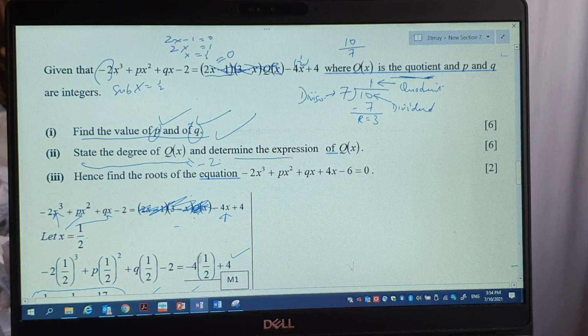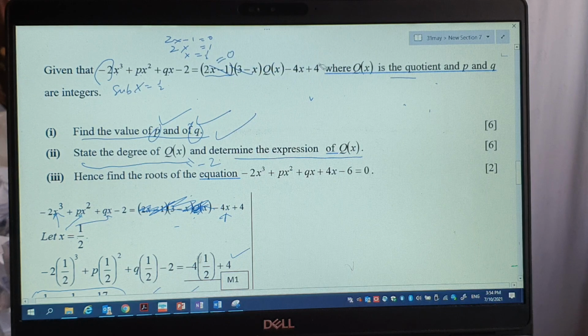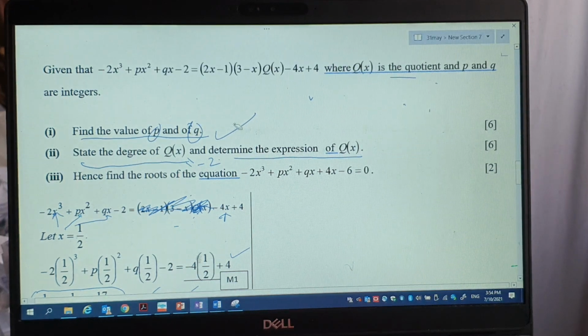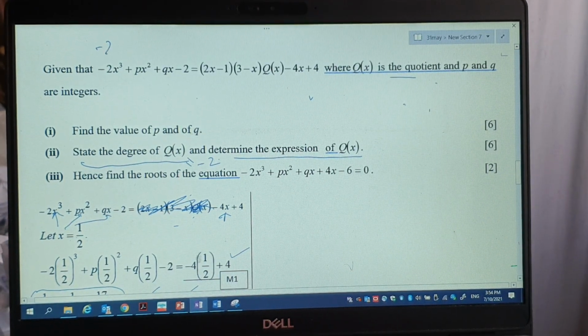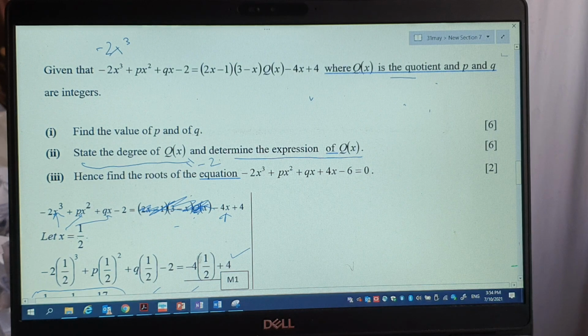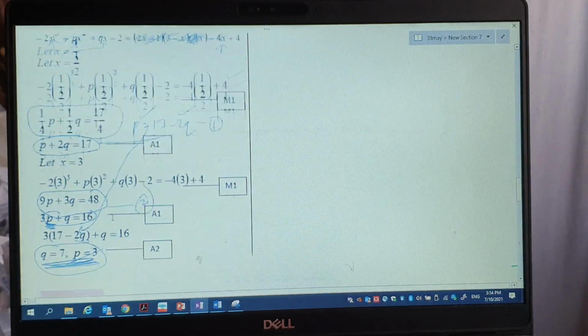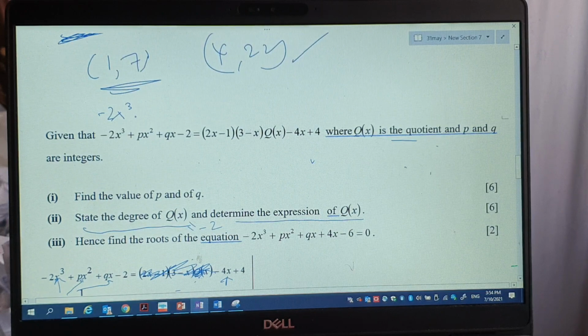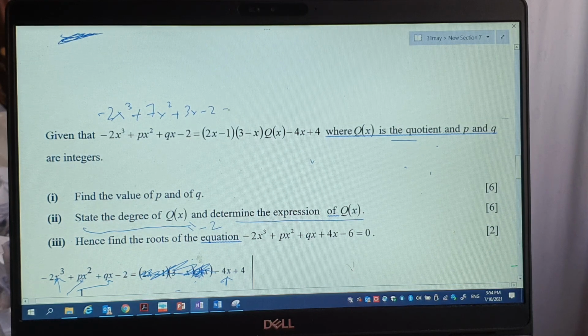Then now they ask you to determine the expression of this. Oh, how to do that? Okay, now this is where you need to understand the concept. Understand what concept? You now have already found P and Q, right? So you actually already know the left hand side. The left hand side is minus 2x cubed plus 7x squared plus 3x minus 2. You know that it's like that. Correct? And this is equals to this whole thing here.